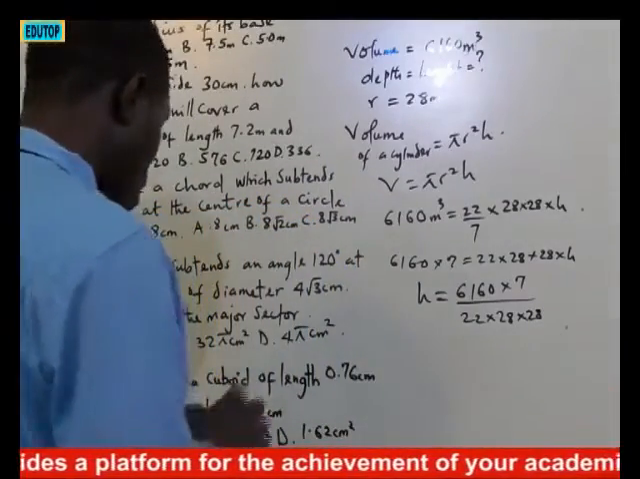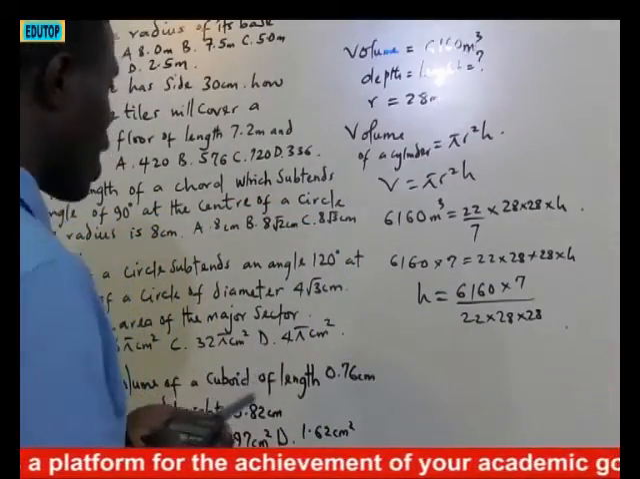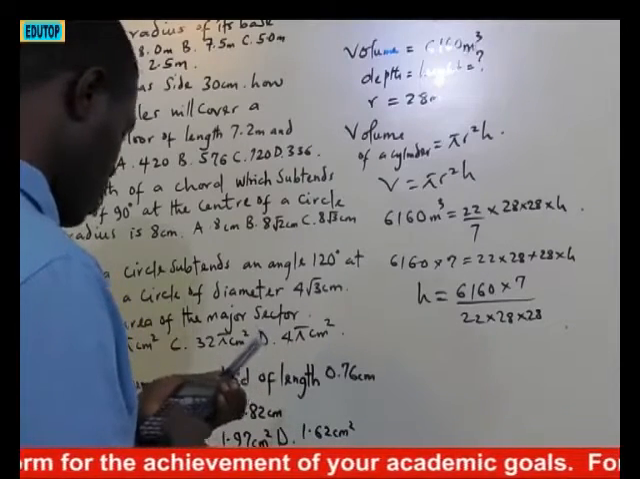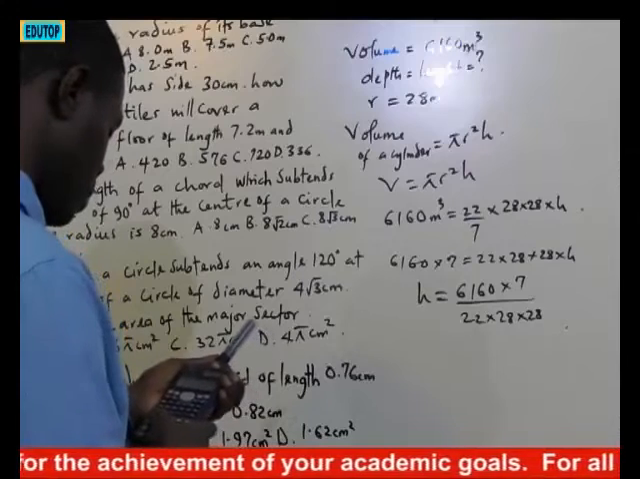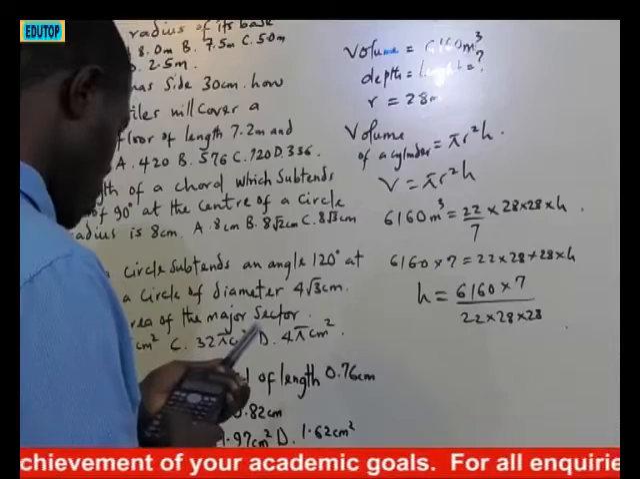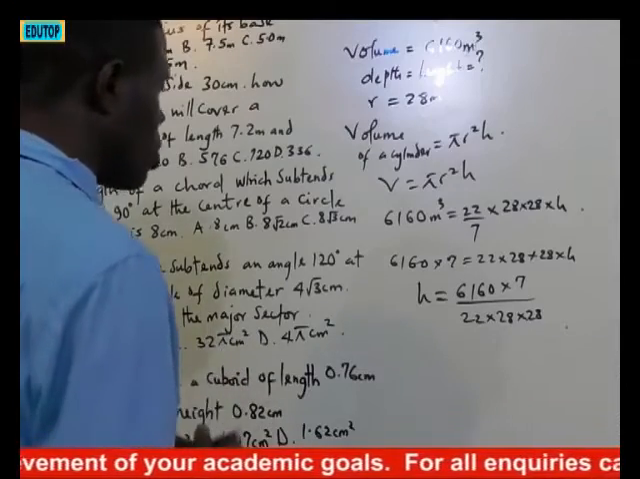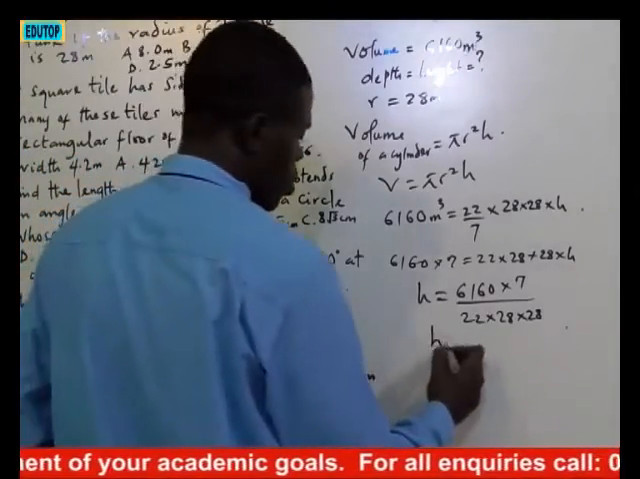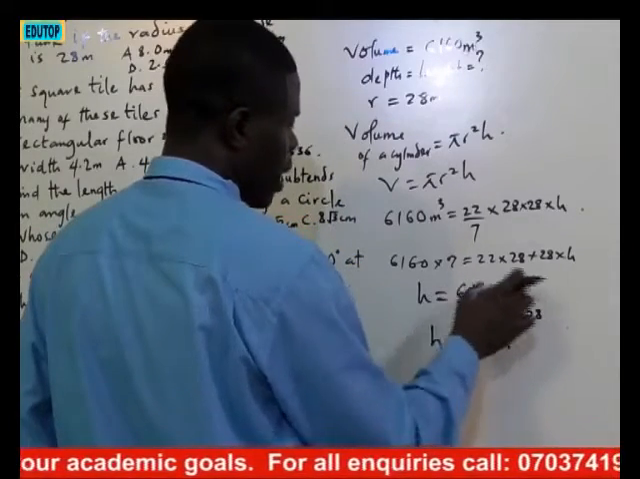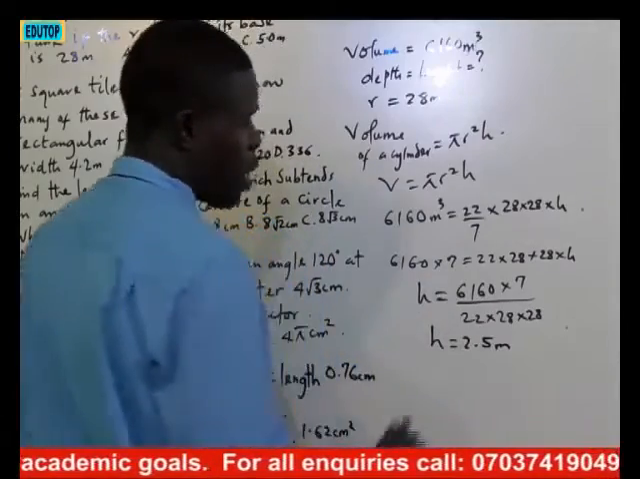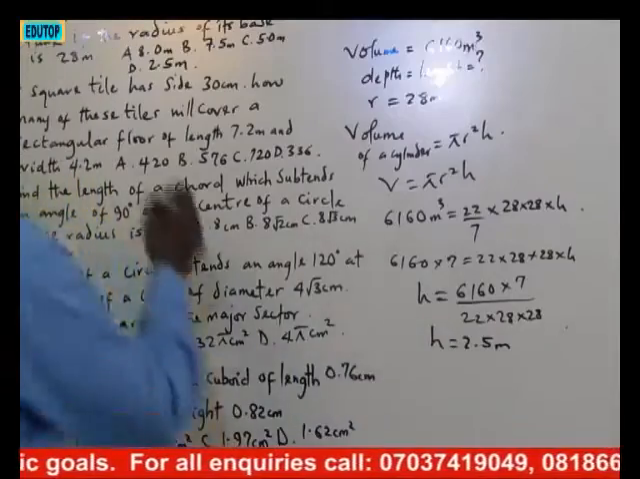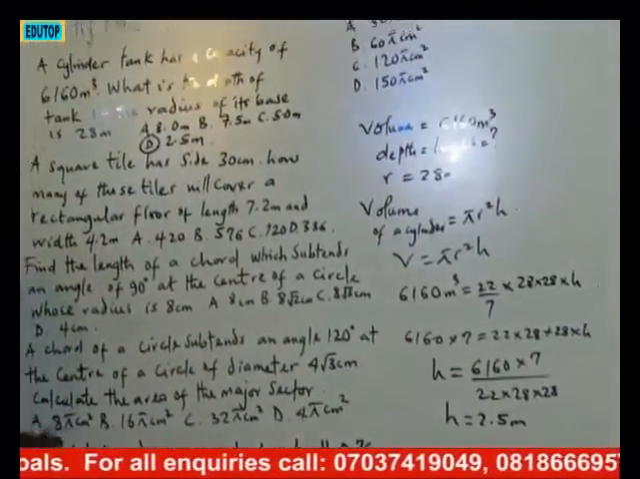So in that situation, we can use our electronic device to figure out that answer. That will be 6,160 times 7 divided by 22 times 28 times 28, and that will be 2.5. So we have h to be equals to 2.5 meters. So by the time we multiply this by this and divide by this times this, we'll have 2.5 meters. So go to our option and see the one that matches that, and that's option D.